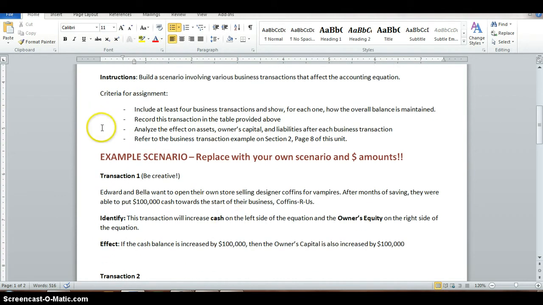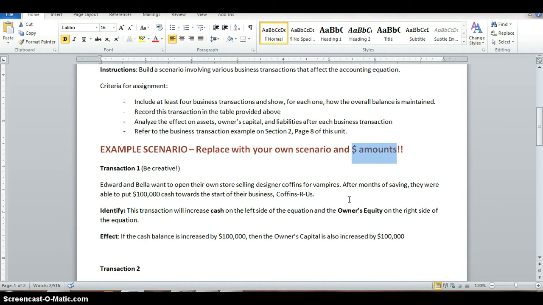So this is my example scenario. This is just an example and demonstration. You need to replace this with your own scenarios and your own dollar amounts. I don't want to open your attachment and find that you have the exact same table that I sent you in the template. So put in your own dollar amounts and preferably different transactions so that you're not using the same accounts all the time.